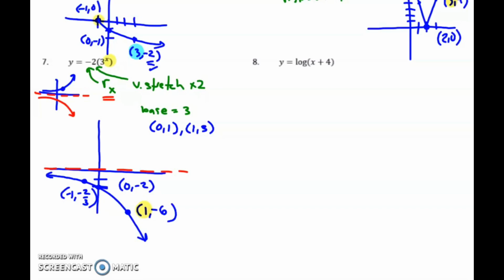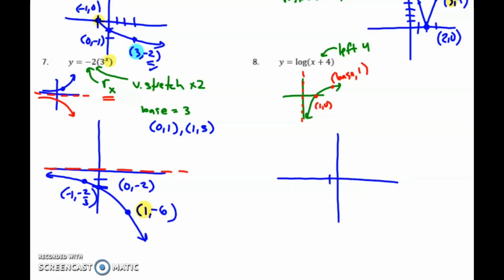Okay, let's look at our last one here, a log graph. So a log graph kind of looks like this, where I have a vertical asymptote. If you remember, key points here are going to be 1, 0, and base, 1. But then what we have to do is use these transformations. Well, this one's going to be kind of easy because, look, I have a +4 inside the function. That's simply going to be left 4. All right, so our sketch here, left 4. And that's going to be where my vertical asymptote goes.